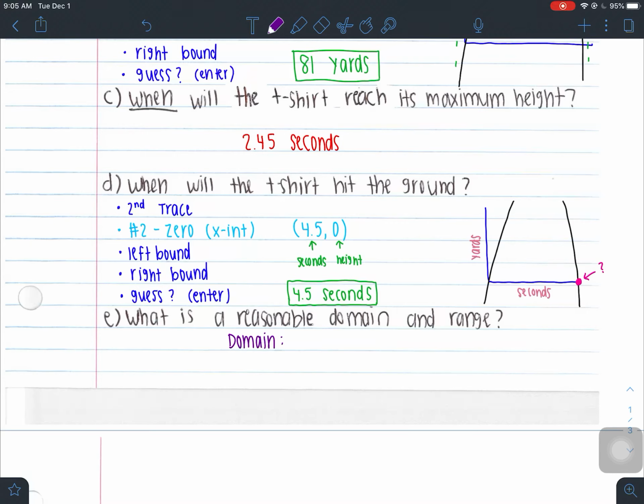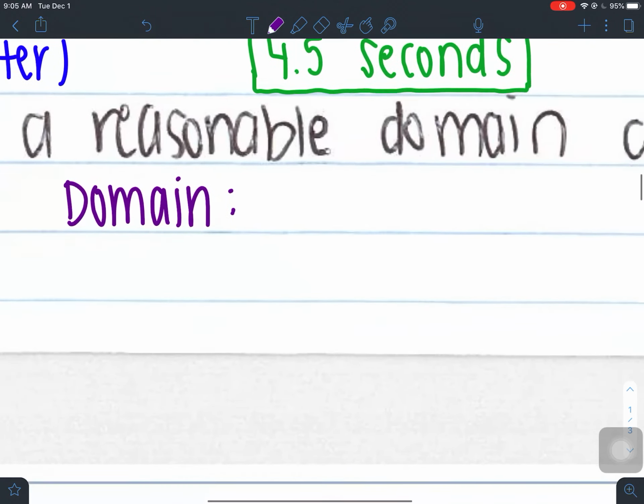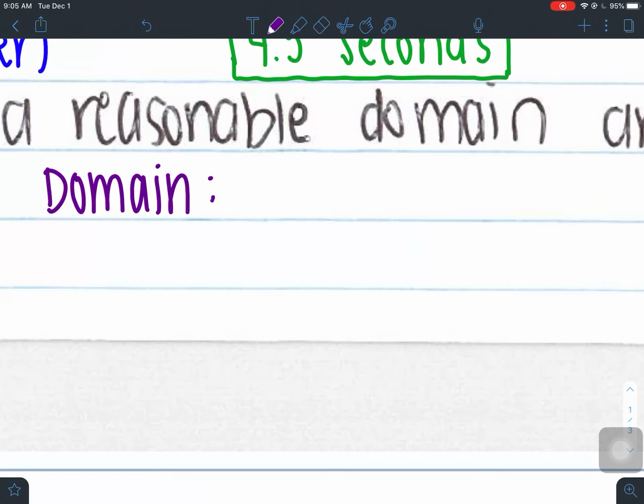So if you can have half of something, it's continuous. For example, you can have half of a gallon. That's continuous. But you can't buy half of a chocolate bar. That's discrete. And here we're also talking about time, and time is continuous, so this problem is continuous, which means for my domain and range, I'm going to use inequality signs.